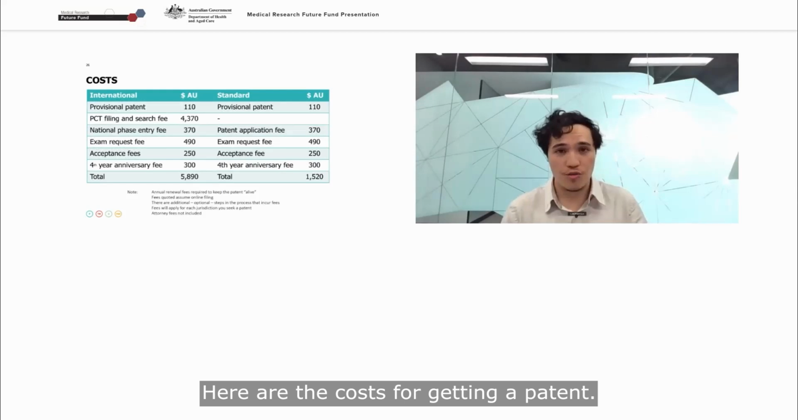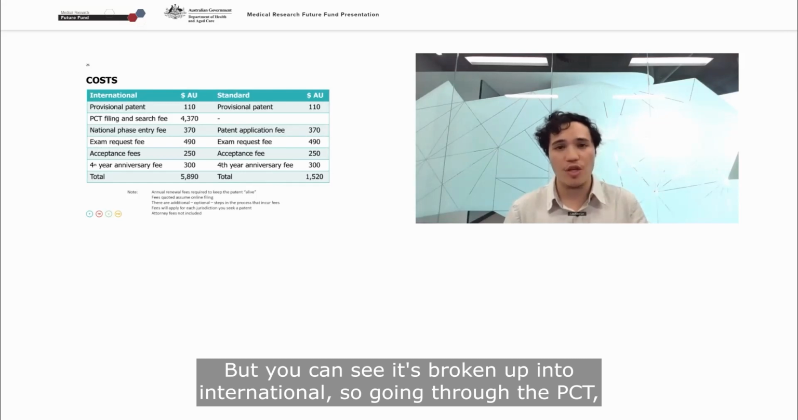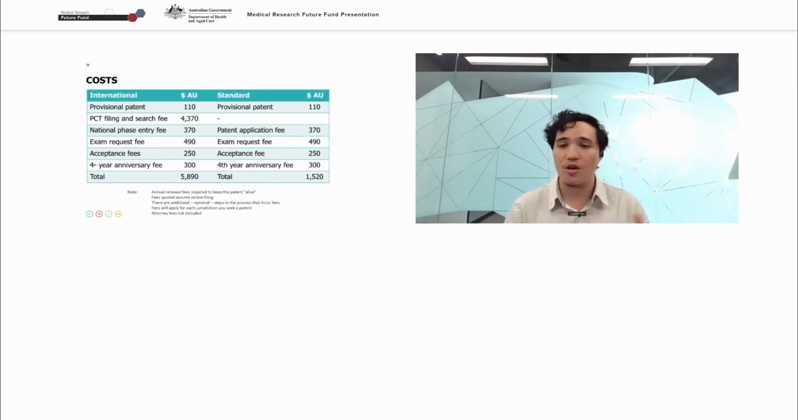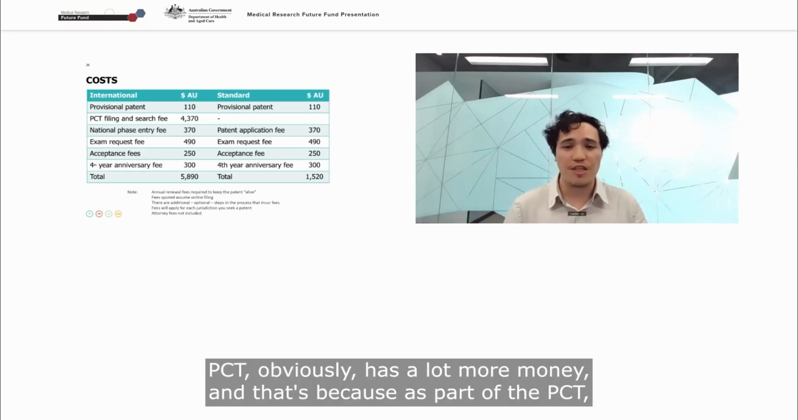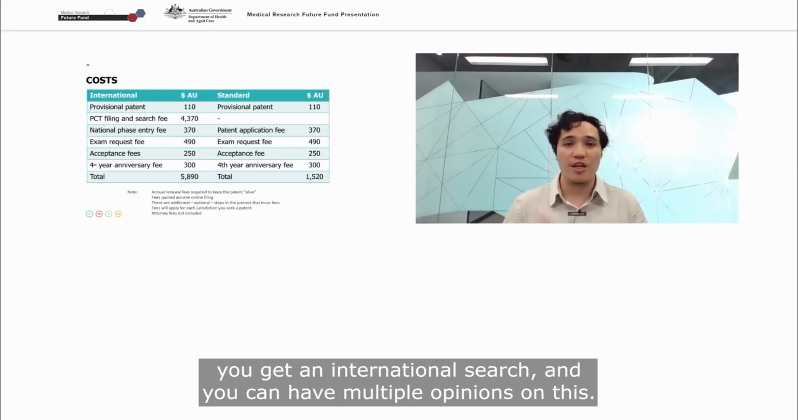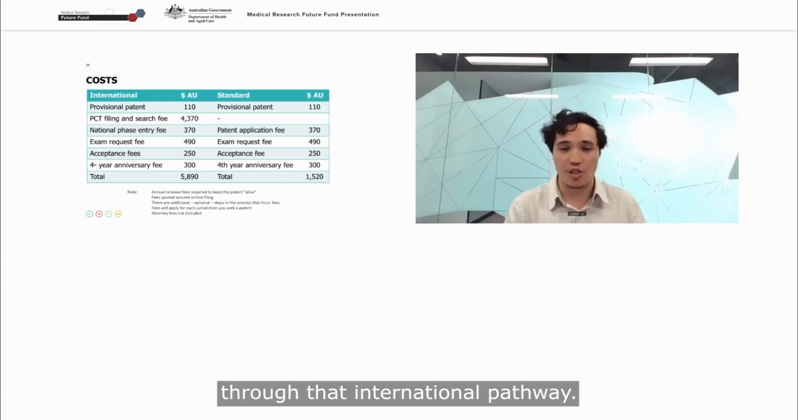Here are the costs for getting a patent. I'll let you read through this yourself, but you can see it's broken up into international, so going through the PCT, or standard, going through Australia. The PCT obviously costs a lot more, and that's because as part of the PCT, you get an international search. You can have multiple opinions on this. It's essentially relating to the examination cost in applying through that international pathway.